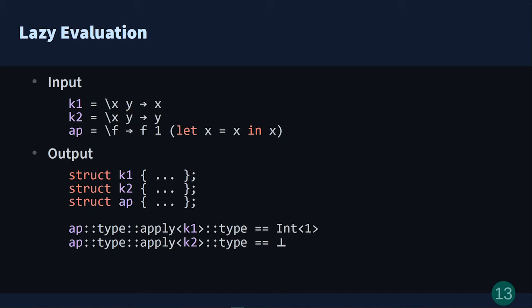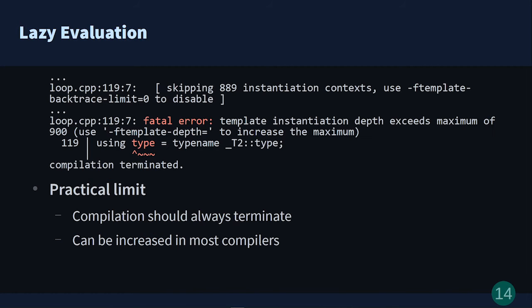In the second case, we apply AP to k2 and we won't get any result. In fact, we'll get a compilation error. The compilation error here is represented by the bottom symbol. The actual compiler error can be seen here. I've only included the relevant part of the error message. The error message is quite long.